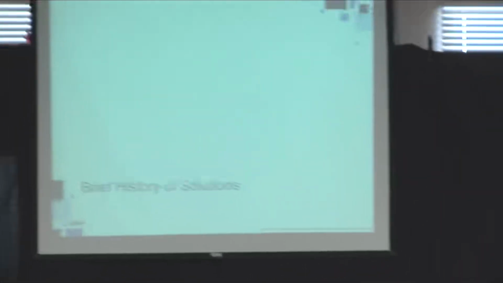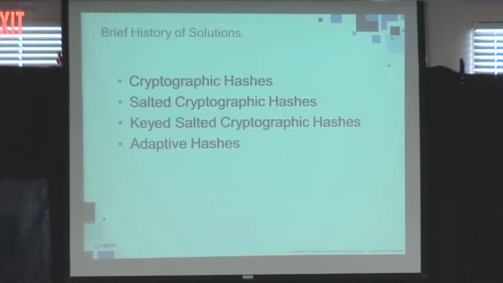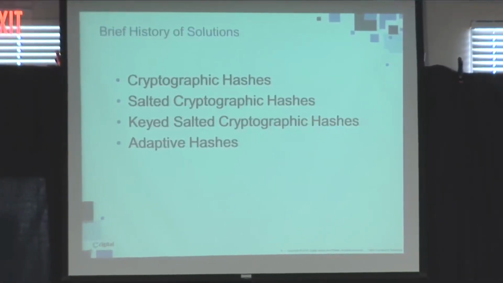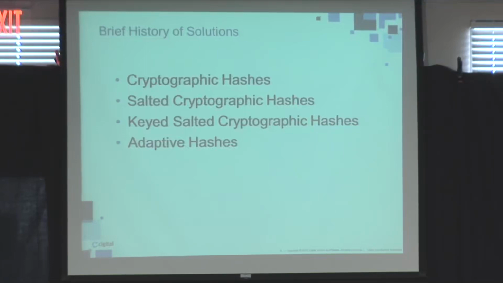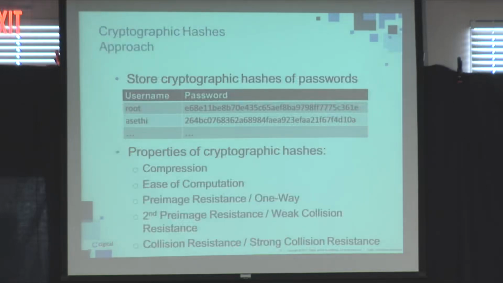So, how do we solve this problem? And we have to talk about the history of solutions so that we understand the context behind adaptive hashing. This was one of the first solutions, and unfortunately people still use it to this day.